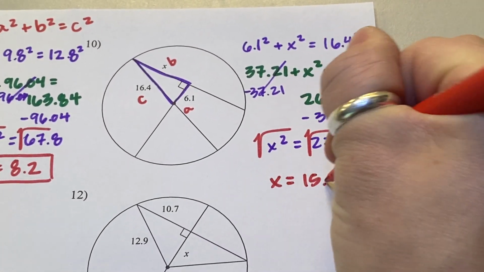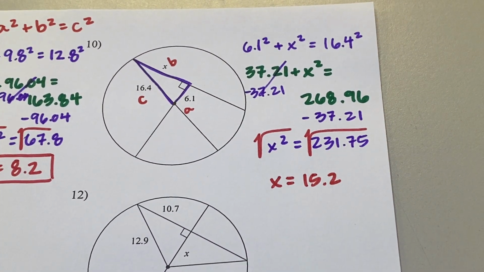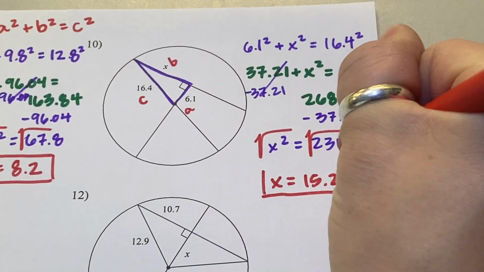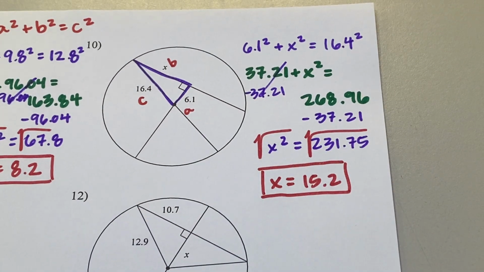So that missing side, 15.2. Does it give me units? Nah. Guess it doesn't care this time.